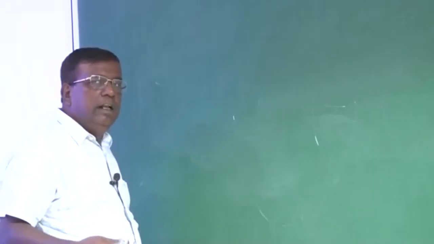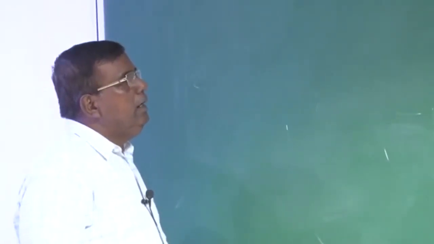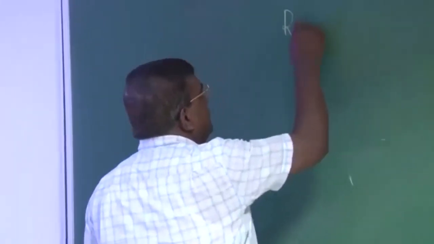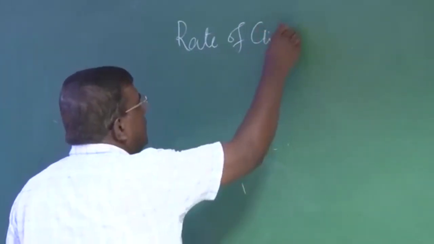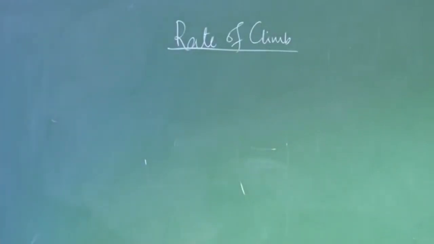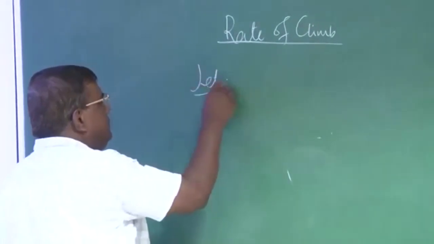Let us see how a designer should play around with these analytical expressions. Let me give an example. If I talk about rate of climb, let us see. Rate of climb, right? For a conventional airplane, and let us take the example of a jet driven airplane.